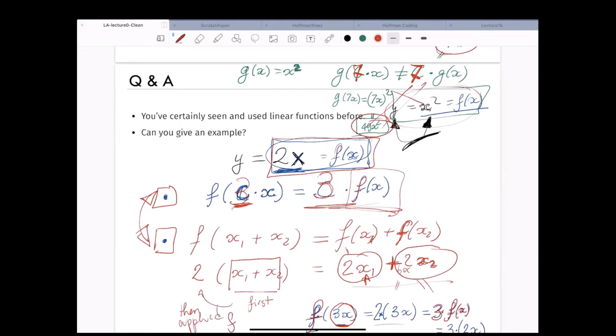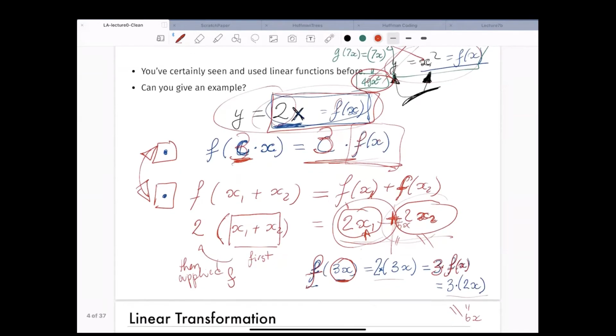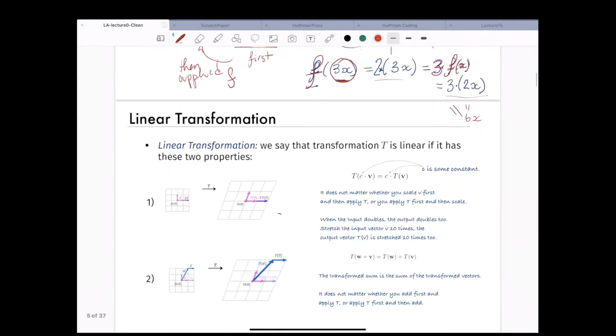That is, what is f? f means multiplied by 2. So you sum the arguments first and then apply f, or apply f to each argument individually and sum those up. The result is the same. That's what makes a function linear. Those 2 properties are necessary and sufficient to make the function linear, according to our definition.